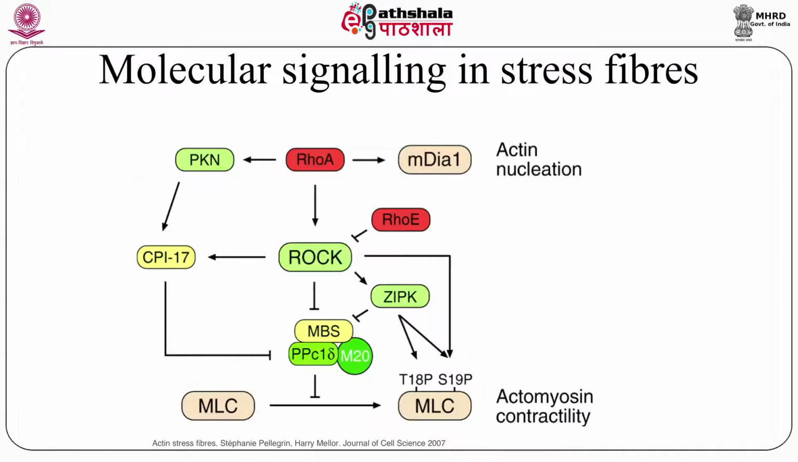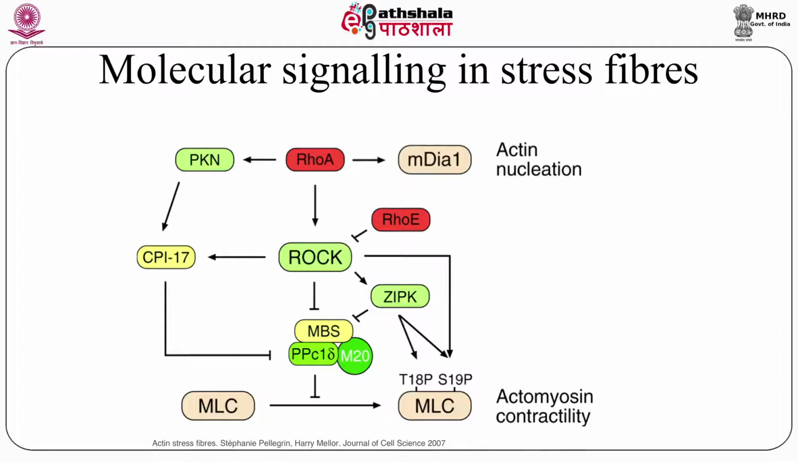Let's understand the molecular signaling in stress fibers. The Rho family of GTPases regulates many aspects of actin cytoskeletal dynamics and stress fiber formation. When bound to GTP, Rho activates two proteins. The first one is ROCK, or Rho-associated coiled-coil kinase, and the second one is called mDia. mDia stands for mammalian homologue of Drosophila diaphanous.